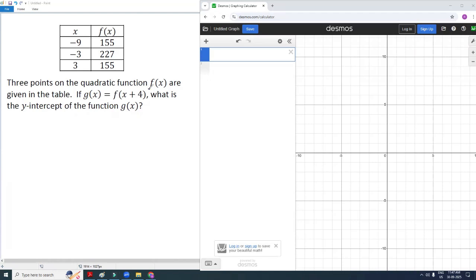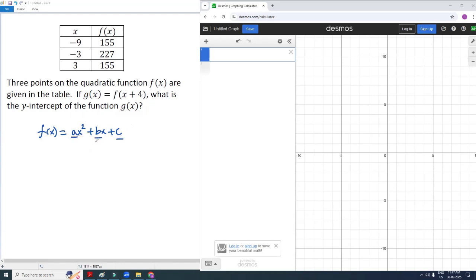Okay, to get the quadratic function f of x, we have to use the table. Since f of x is a quadratic function, let's write it in standard form. That is f of x equals ax squared plus bx plus c. This is a quadratic function in standard form. Now we have to get the values of the constants a, b and c.